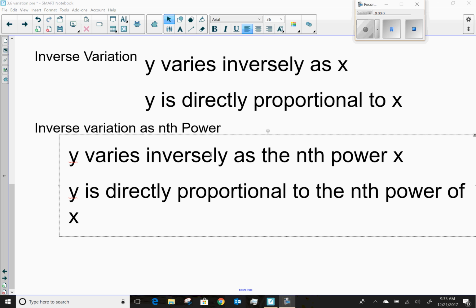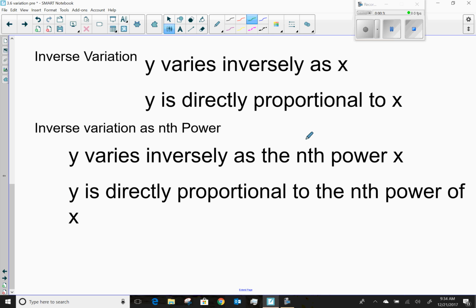The next subject in 3.6 is inverse variation. As y varies inversely as x, or y is inversely proportional to x. The same is true when we talk about inverse variation as the nth power, just like direct variation. So you can have the nth power of x, or the second power of x, or x squared, or the square of x. Sometimes they might say the square of x, so that means x squared, right?